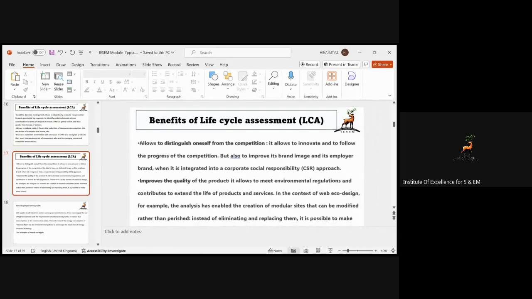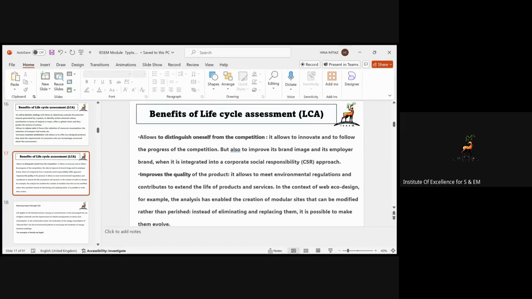Apart from that, the LCA helps us distinguish ourselves from the competition, because it allows us to innovate and follow the progress of the competition, but also to improve our brand image and employer brand. When it is integrated into a corporate social responsibility approach, people will think, oh right, that brand is highly concerned about the environment, so it will automatically distinguish you from your competitors.